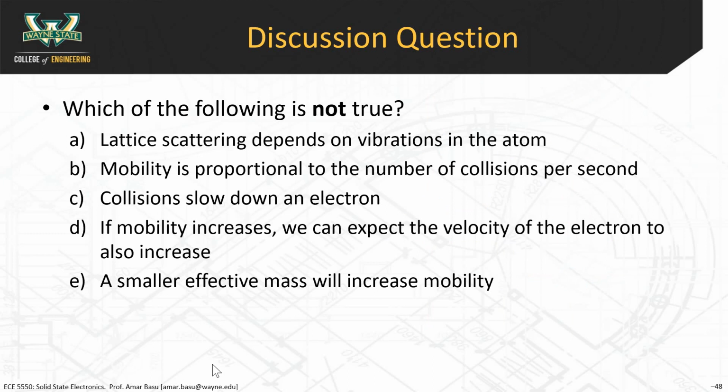Second question. Mobility is proportional to the number of collisions per second. True. No, it's inversely proportional to the number of collisions per second. So the mobility is proportional to the time between collisions. When the time between collisions is large, the mobility is also large. So that one is not true.